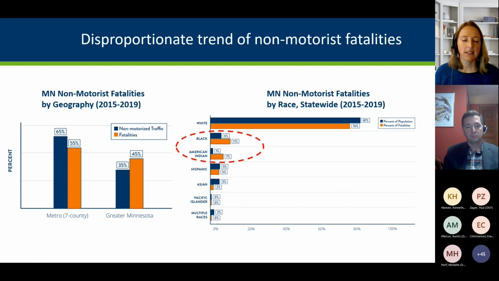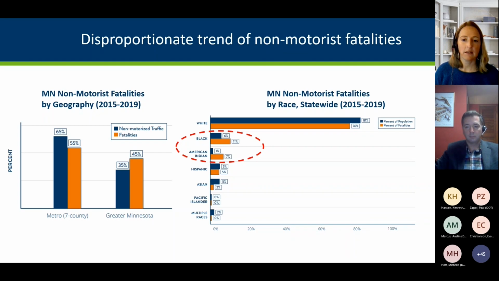One more safety related slide. So if we unpack that data a little bit more, on the left, you see Minnesota non-motorist fatalities by geography. And we know that our rural counties continue to experience a higher traffic fatality rate than metro counties. Specific to non-motorized crashes, people walking and biking in rural Minnesota, we're seeing, are more likely to be struck and killed by drivers than in our metro communities.